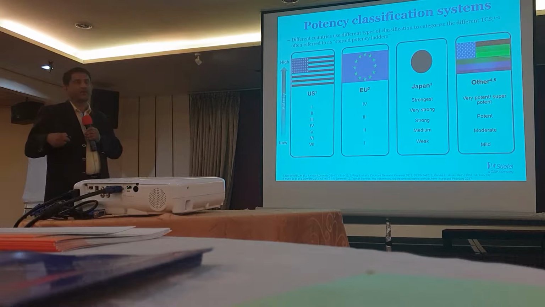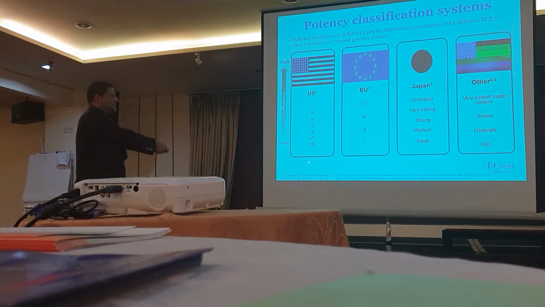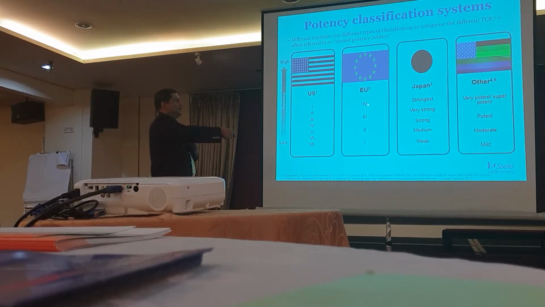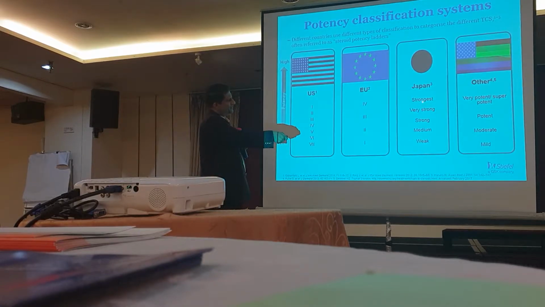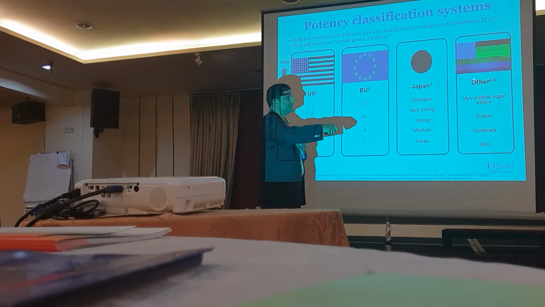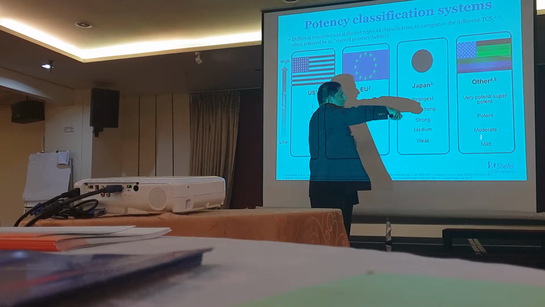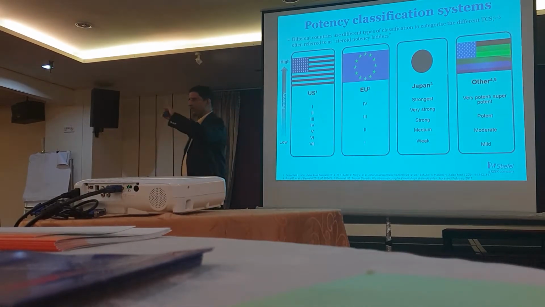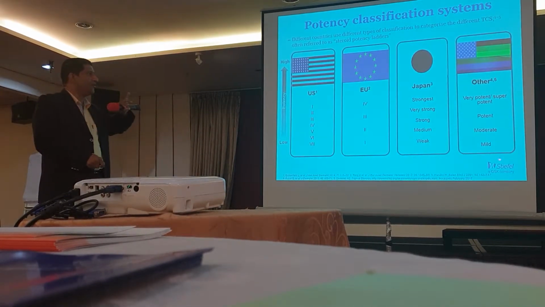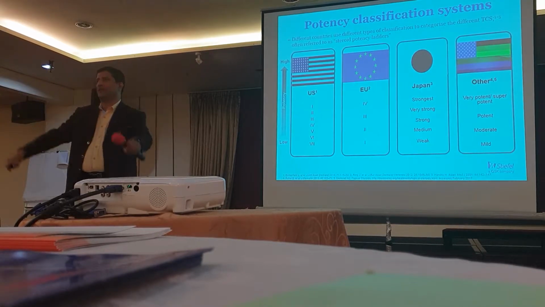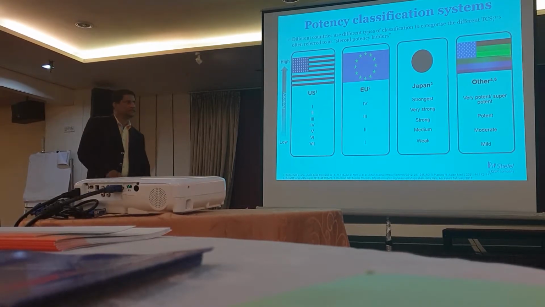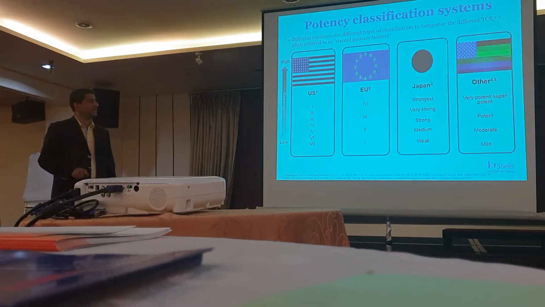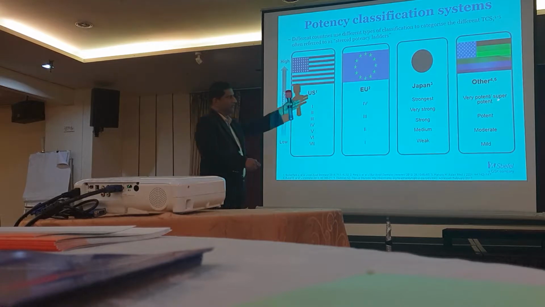This is a bit confusing, a bit too much here. Americans have 1 to 7. Europeans 1 to 4. Japanese 5. Others. What we need, what we follow, is this one, which is based on vasoconstriction. You've got superpotent, potent, moderate, mild. You remember this? Good enough. Please remember this. Forget this. You know why? This is what you'll be using.